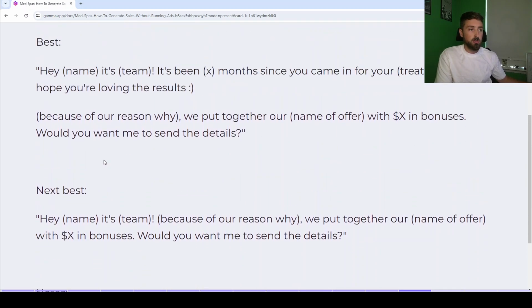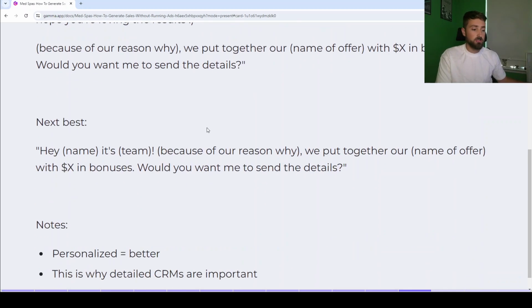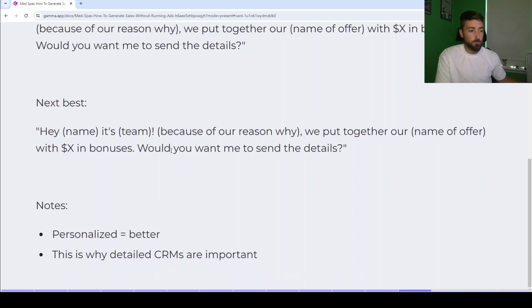The next best scenario here is super personalized. You might have to put in a little bit of effort into really keeping track of good data. If your data isn't as good in your CRM, then the next best thing you could do is just say, like, hey, name, it's 123 Med Spa. Because of our big reason why here, we put together our offer with $500 of bonuses. Would you want me to send the details? So you can see this is a little bit more personalized. This is a little bit less, but it'll still work.